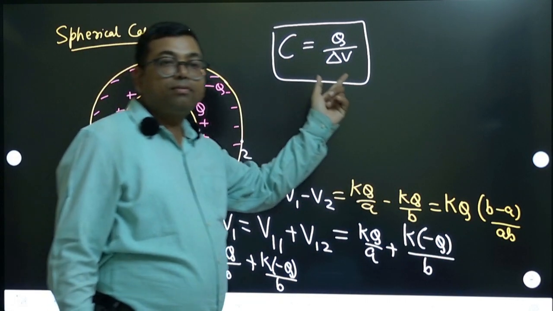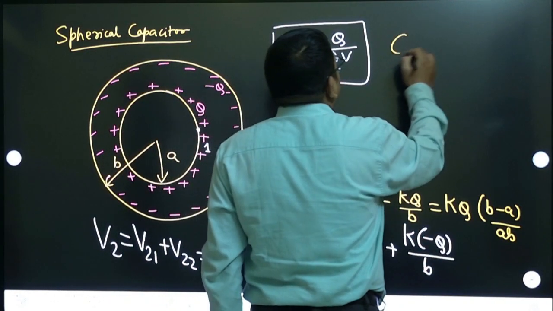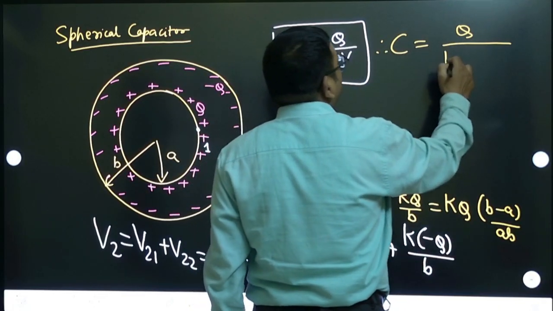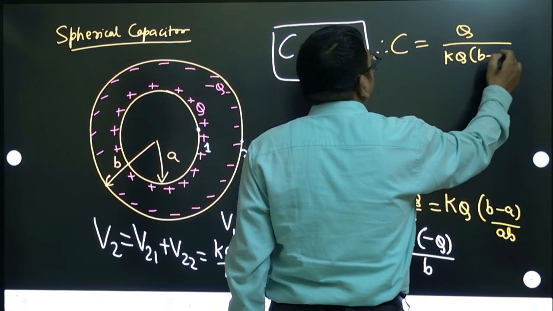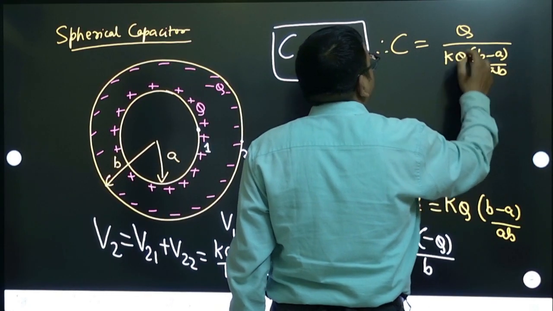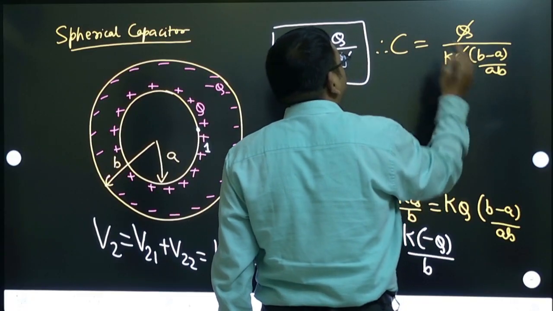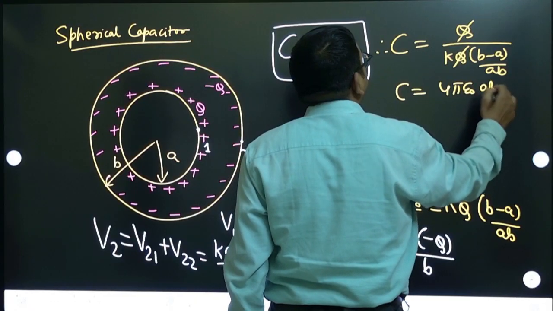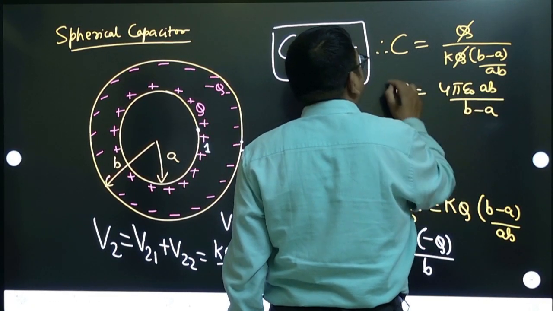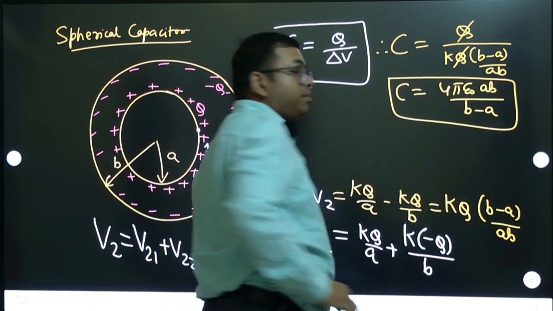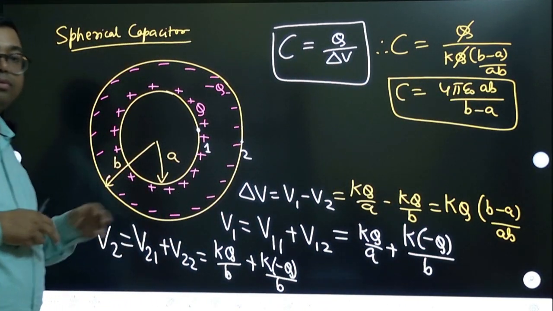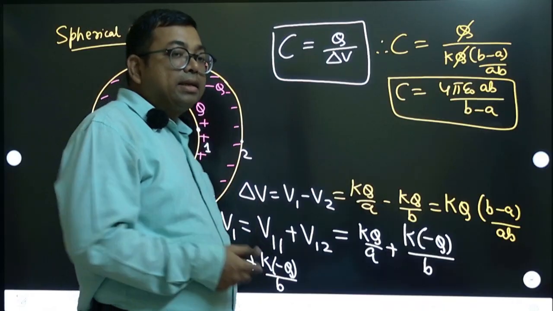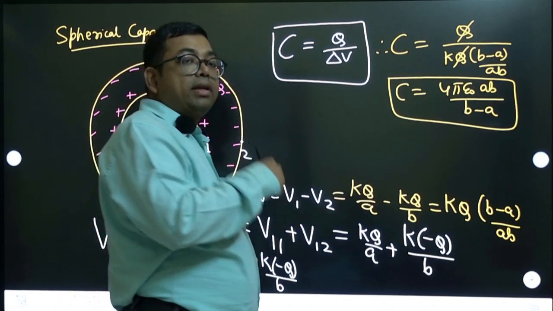Now apply it in the formula. Capacitance is equal to charge by potential difference. Substitute this difference, kQ (b minus a) by ab. Q and Q got cancelled. 1 by k is 4 pi epsilon naught. So C equals 4 pi epsilon naught ab by (b minus a). Done. This is a spherical capacitor. We have done already all this. Okay, over. Now the cylindrical capacitor we have not done, so now we will do the cylindrical capacitor.